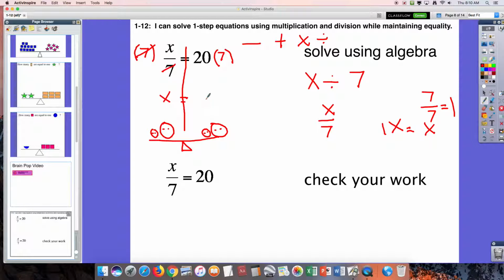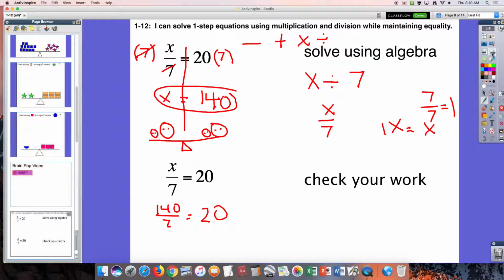All right, Julian, this is going to be a tough one. Here's a calculator, just in case you need it. 20 times 7. 140. I'm putting him on the spot. He knows that, but I'm putting him on the spot. So x is 140. How do we check that? We put it back in there. 140 divided by 7, and when you put this in the calculator, you should get 20, and you do.